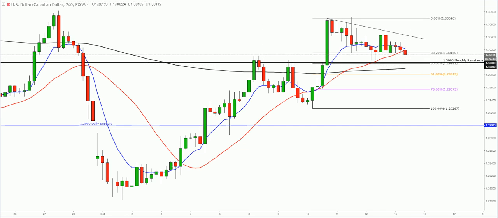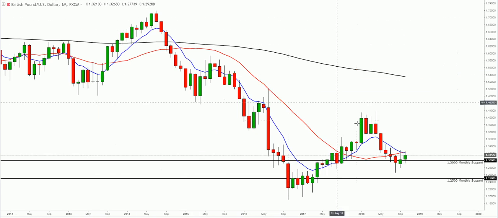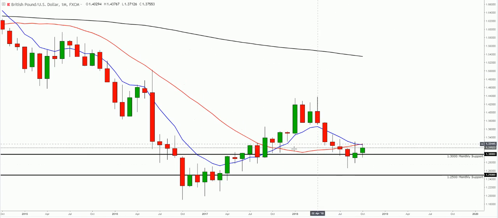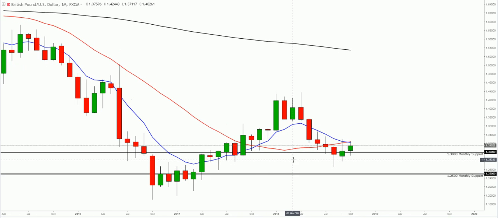So we take a look at GBP/USD, back to sanity. You can see that price has now tapped the moving averages and pulled back very nicely. This was last week, which you'll see shortly.